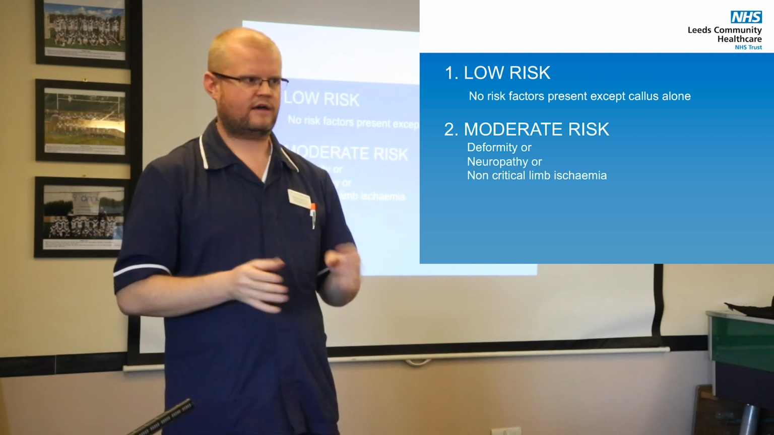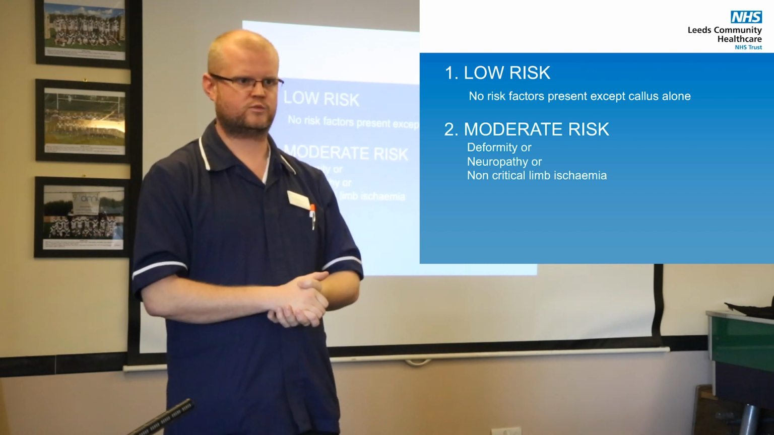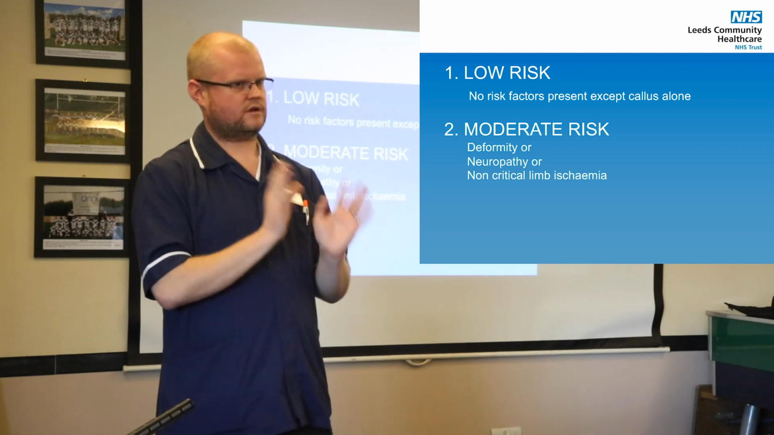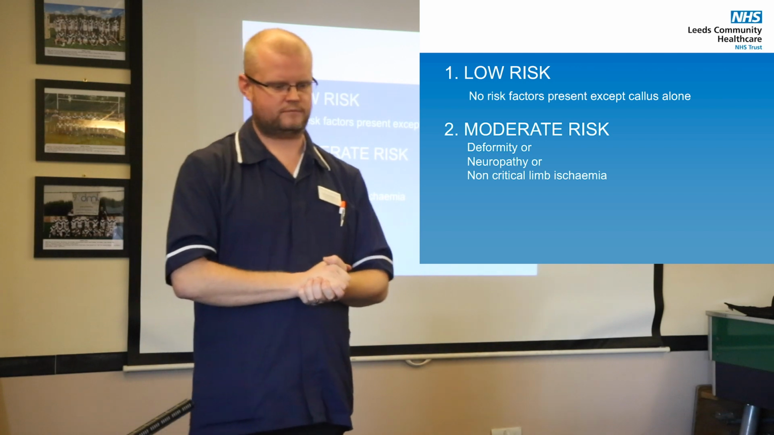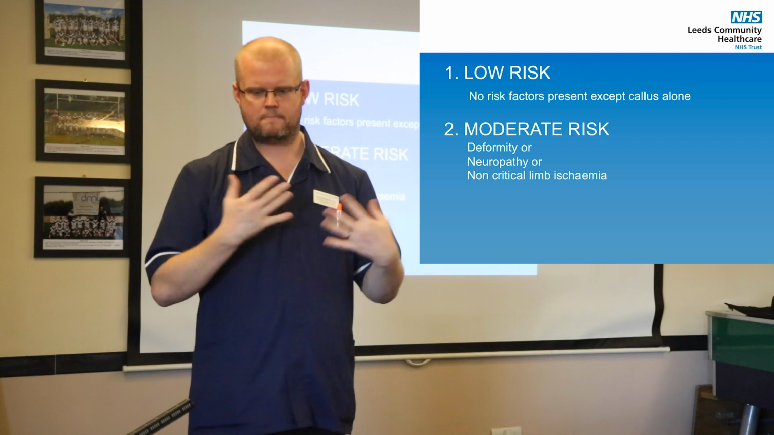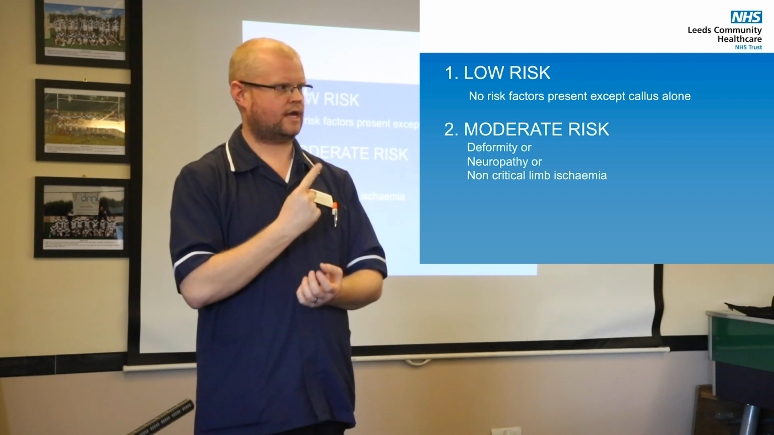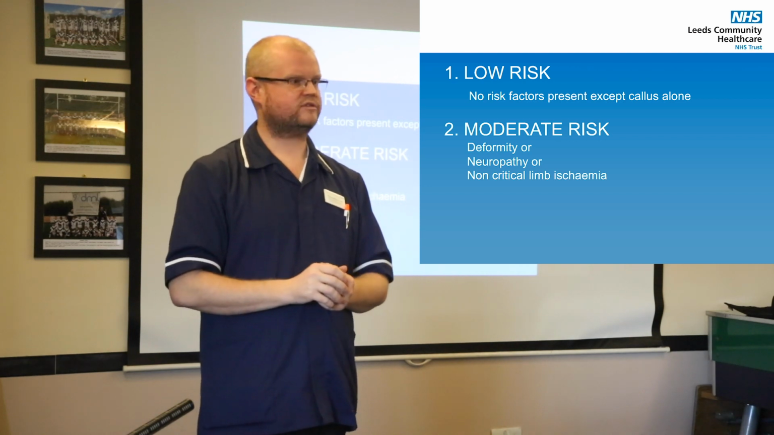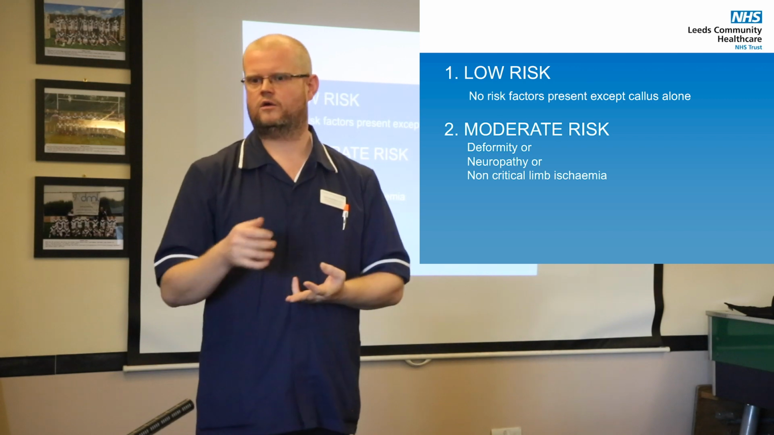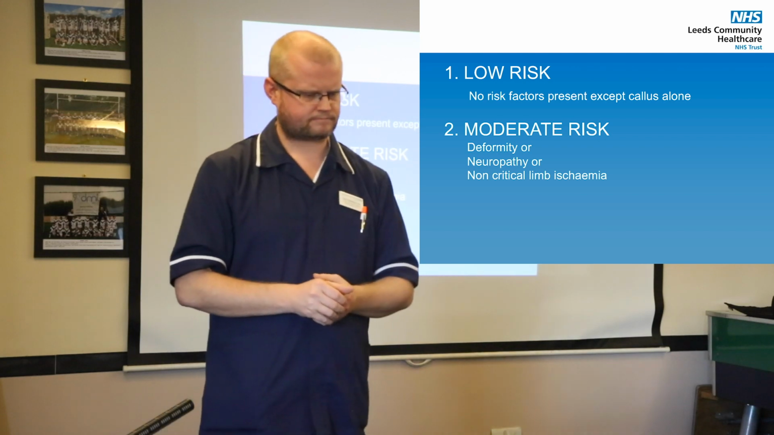Now hopefully you have all had the opportunity to see some of the new information leaflets that have come around as well. The green, the yellow, the red and the blue. If you haven't, I have some examples that I can show you as well. A moderate risk patient. Now the thing about moderate risk is it's one single risk factor. So they present with a change to the shape of their foot, or neuropathy, or peripheral arterial disease, or non-critical limb ischemia.